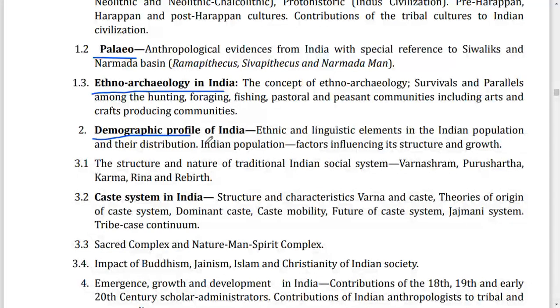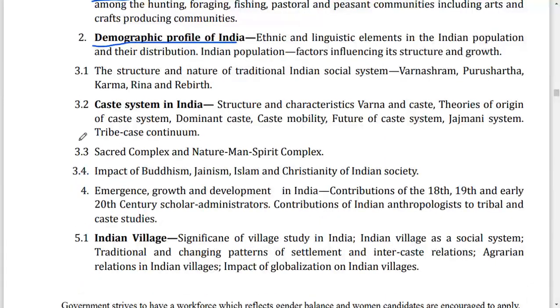Demographic profile of India, ethnic and linguistic elements in the Indian population and their distribution. Indian population: factors influencing its structure and growth. The structure and nature of traditional Indian social system: Varnashram, Purushartha, Karma, Rina, and Rebirth.